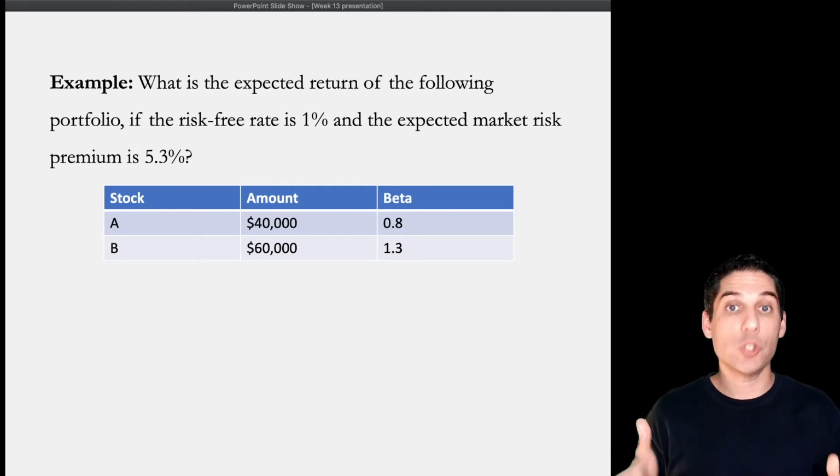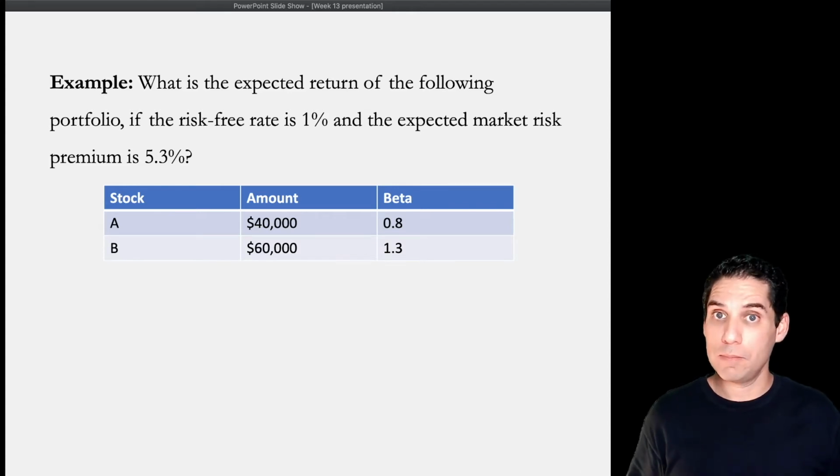So here we are given two stocks, A and B. So this is a portfolio. We are given how much we are investing, 40,000 in A, 60,000 in B. So this will allow us to compute portfolio weights. And we are given the individual betas, 0.8 for A and 1.3 for B.